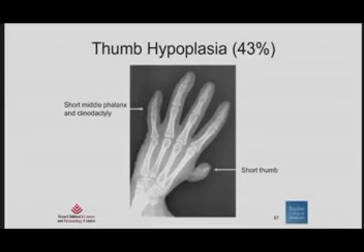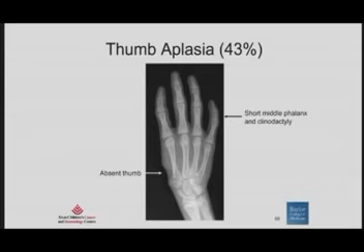This is a picture of thumb hypoplasia, which was seen in 43% of patients, as well as thumb aplasia, or complete absence of the thumb, which was seen in 43% of patients.